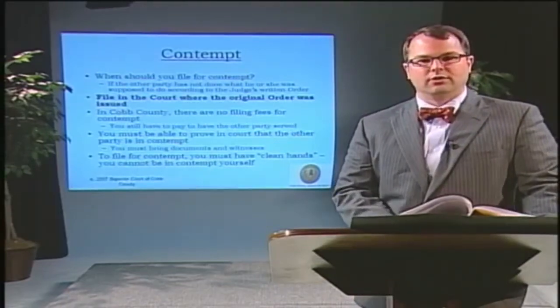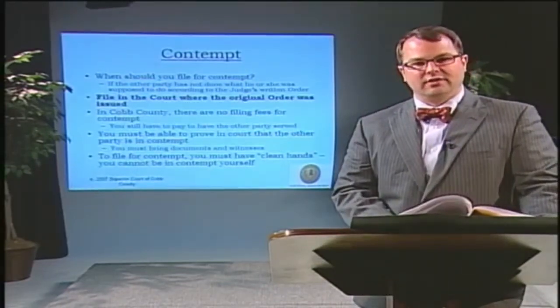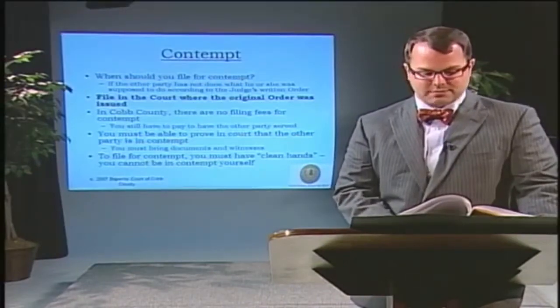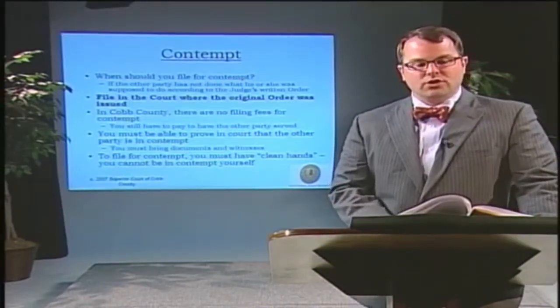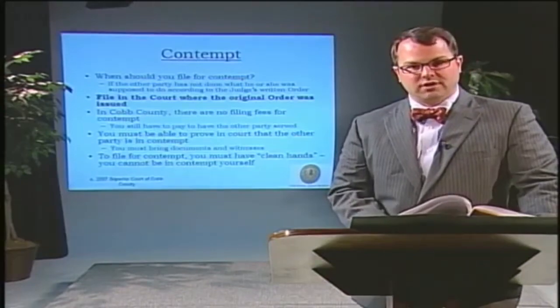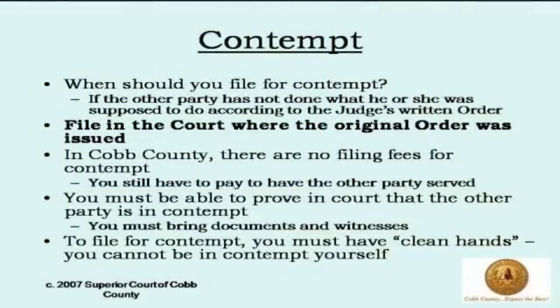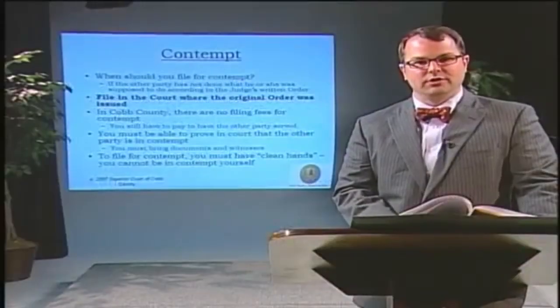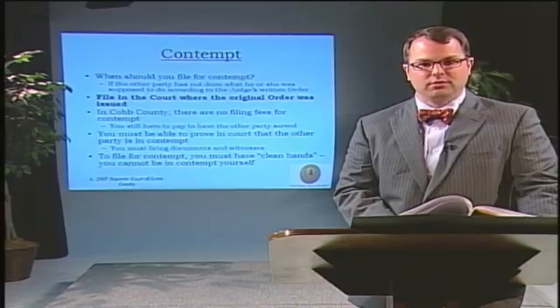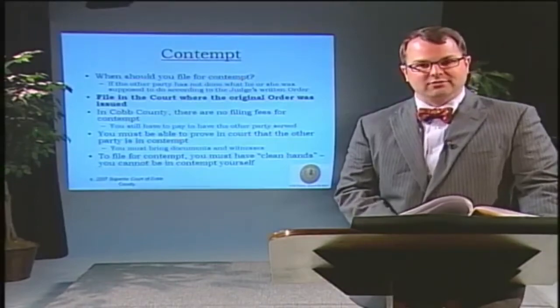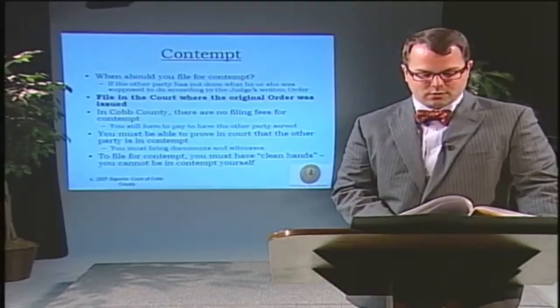As you'll recall, I said earlier that you have to pay to file every type of lawsuit. A contempt action is an exception to this, at least in Cobb County. When you go to court for your hearing on your contempt action, keep in mind that you have to be able to prove that the other party has not complied with the order. You have to come into court and be able to show the judge that the person who you have sued in the contempt action has not done what the previous order required them to do, so that the judge can find them in contempt and order them to comply with that order.